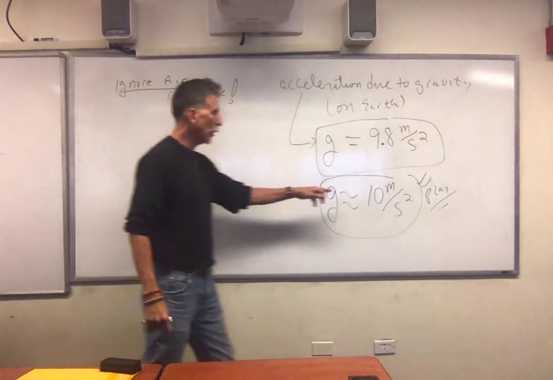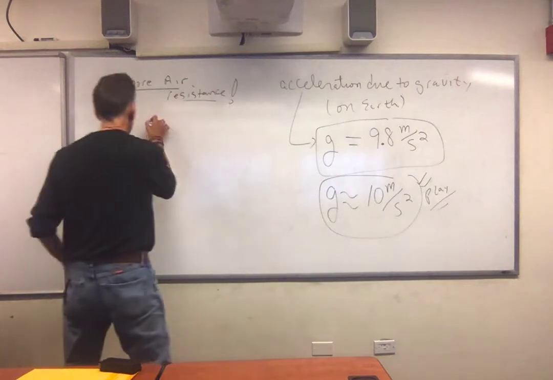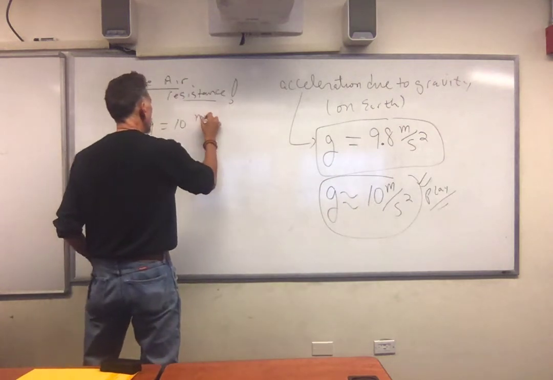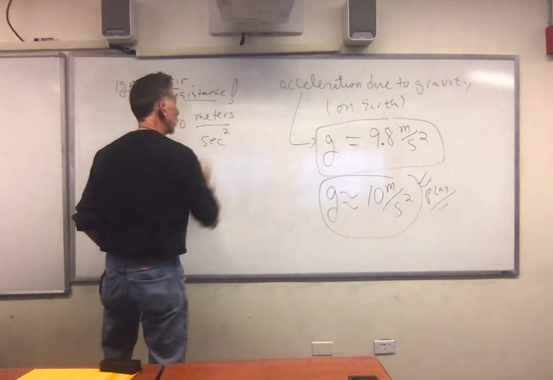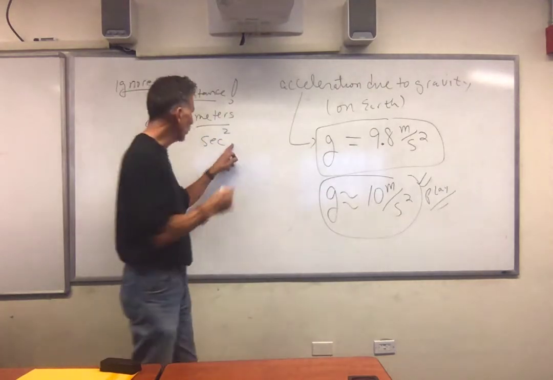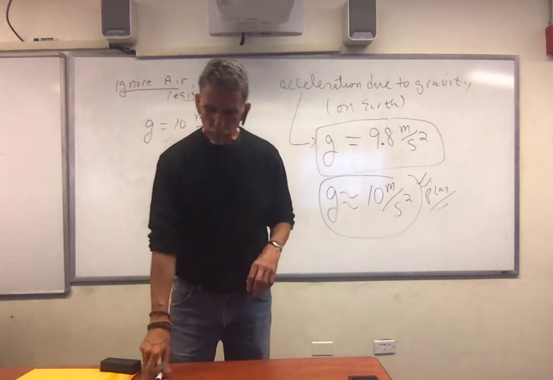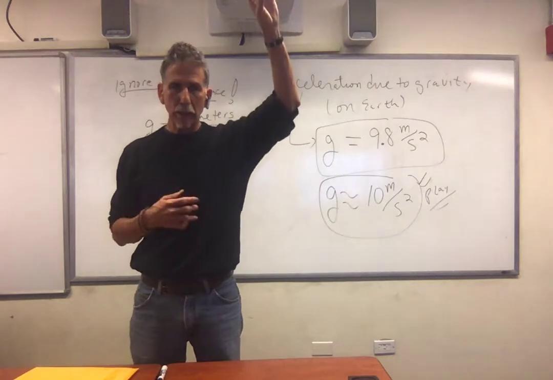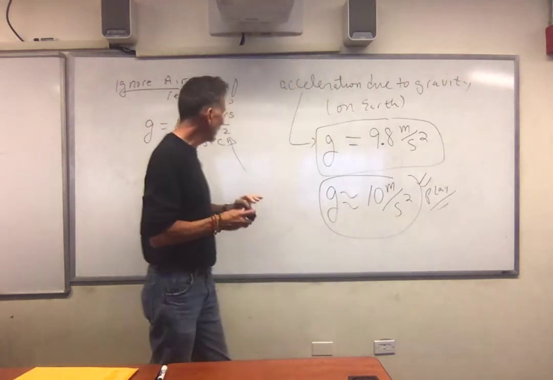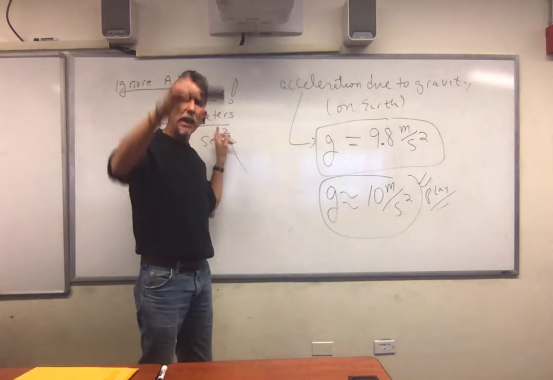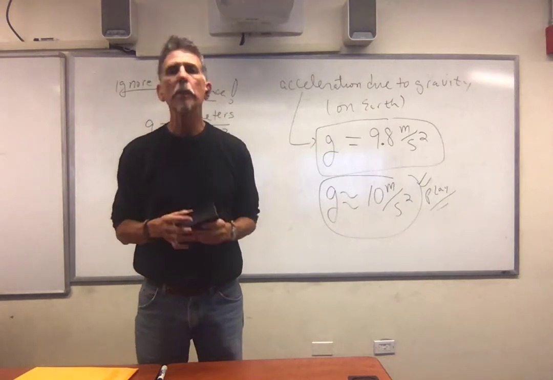So let me tell you about g. It's the acceleration due to gravity. Again, 10 meters per second squared. Let's talk about what the second squared means. Okay, so listen to my words, see if you follow. If I take an object and I let go, ignoring air resistance, what this says is that every second, the speed is increasing by 10 meters per second.